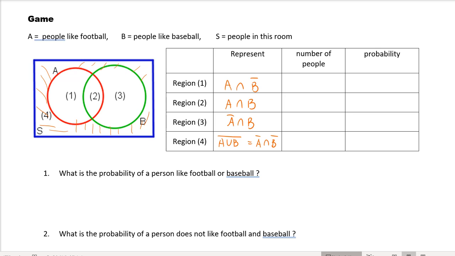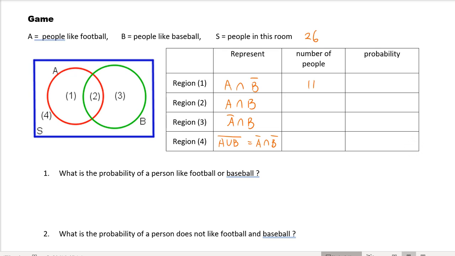Okay, and because I'm making this lecture video, we don't know how many students are in our class and how many of you like football or baseball. So let's just put some numbers down to play with. So let S be 26. Let's say the number of people in region 1, students who like football but not baseball, is 11.